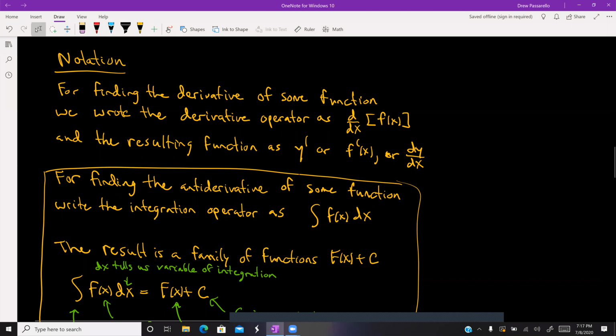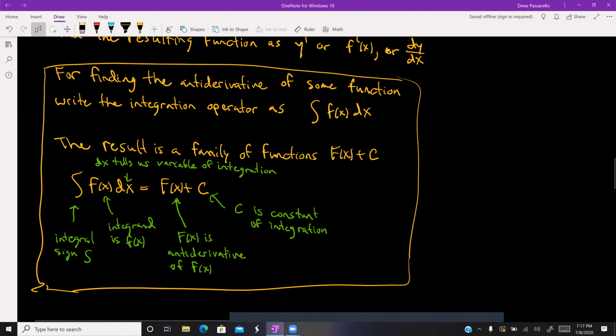So for the antiderivative, we're going to write this as an integration operator. The integration operator has this weird-looking elongated S symbol, and it'll have this dx. That'll be around our function, which we're trying to find the antiderivative of. So the result is going to be a family of functions, capital F of x plus c.